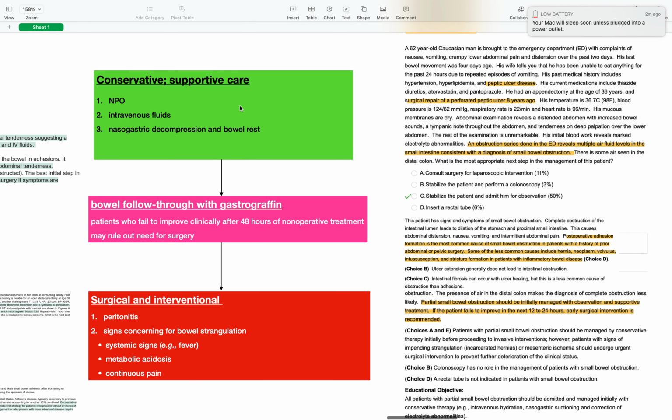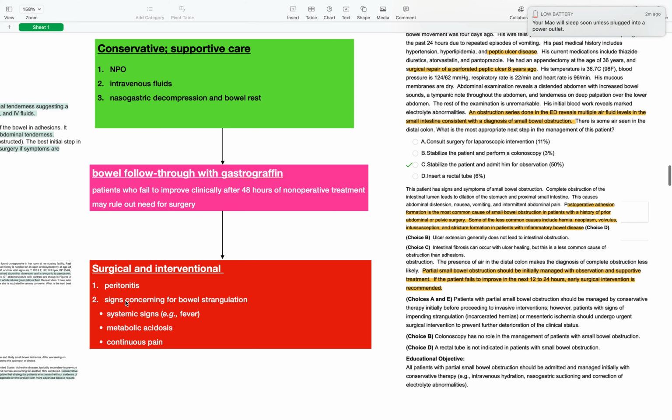Patients initially need conservative supportive care. You put the patient on NPO. You start IV fluids, NG or nasogastric decompression, and bowel rest. You will also correct electrolytes. If the patient does not improve, a small bowel follow-through with gastrografin is done. Patients who fail to improve clinically after 48 hours of non-operative treatment may need surgery. Just to rule out the need for surgery, you do this gastrografin test if the patient does not improve with initial therapy.